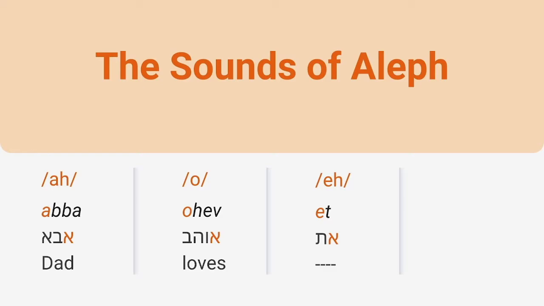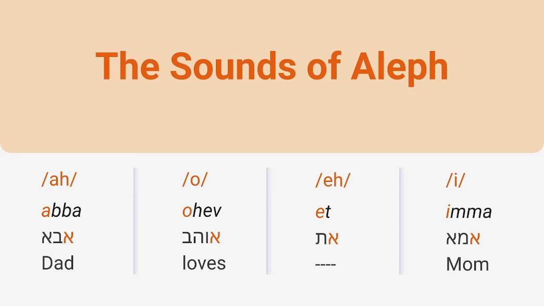Other times it will make the e sound, as in this untranslatable word, et. And it can also make the E sound, like in the word ima, the word for mom. And so in Hebrew, if you want to say dad loves mom, you can say Abba ohev et ima. And all four of these words begin with an aleph, yet they begin with a different sound.